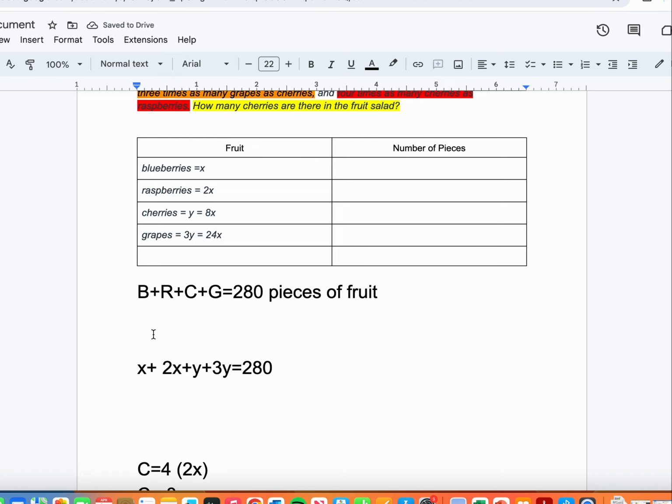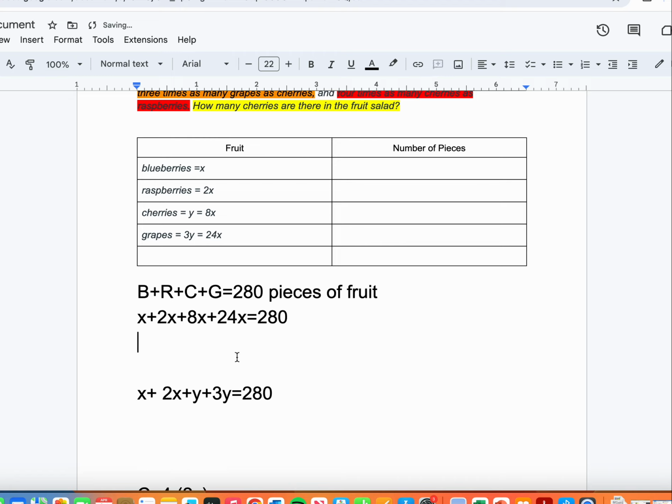So we know blueberries is x, plus 2x, plus 8x, plus 24x is 280 pieces of fruit. And then we'll combine like terms. 8 plus 2 is 10. 10 plus 24 is 34, plus 1. So we know 35x gives us 280.